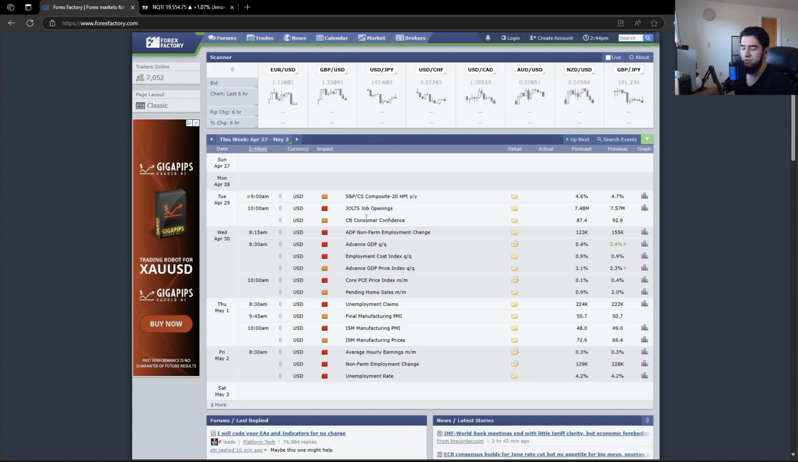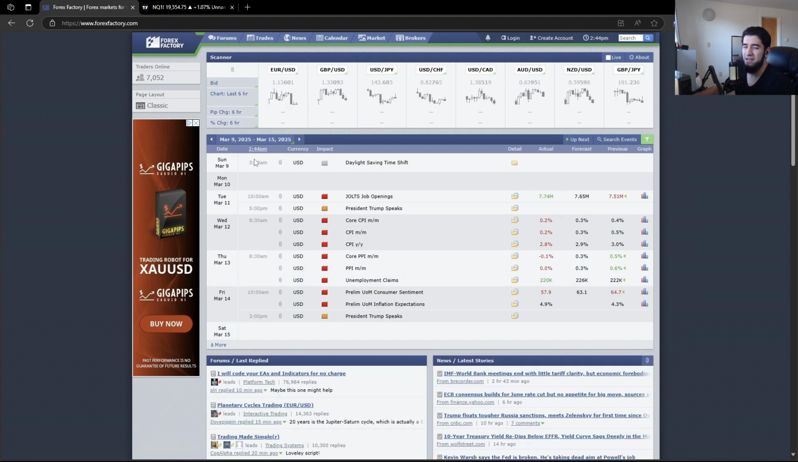Orange folders and red folders are the ones that you want to pay attention to, right? So how it would look like: you have your gray folder to just tell you maybe whatever's happening from this time. It's a daylight savings time shift, right? And then it would have all the yellow, all the orange and red folders, right?